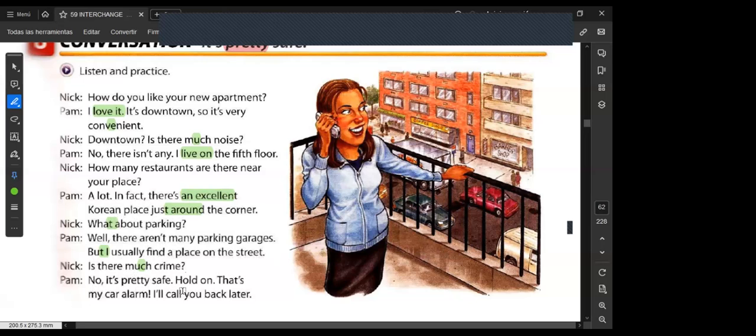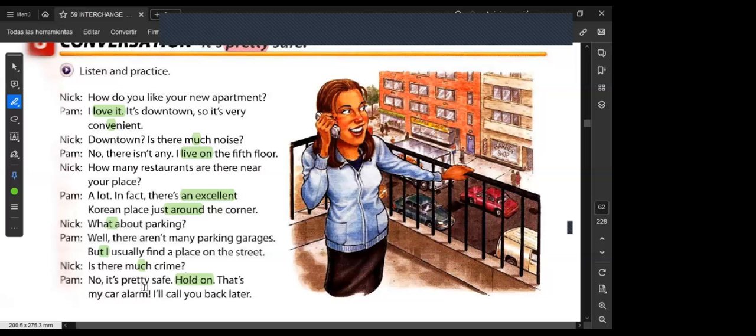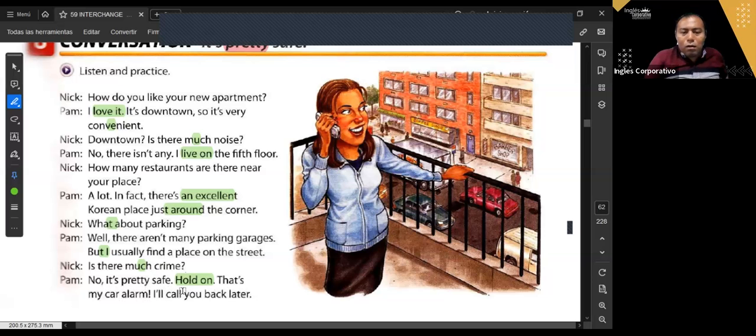No, it's pretty safe. What does he mean? Is there much crime? ¿Hay mucho crimen? No, it's pretty safe. No, es muy seguro. Hold on. That's my car alarm. I'll call you back later. The reduction is I'll, right? Este es I will. Te llamo de regreso más tarde. I'll is the reduction of I will.